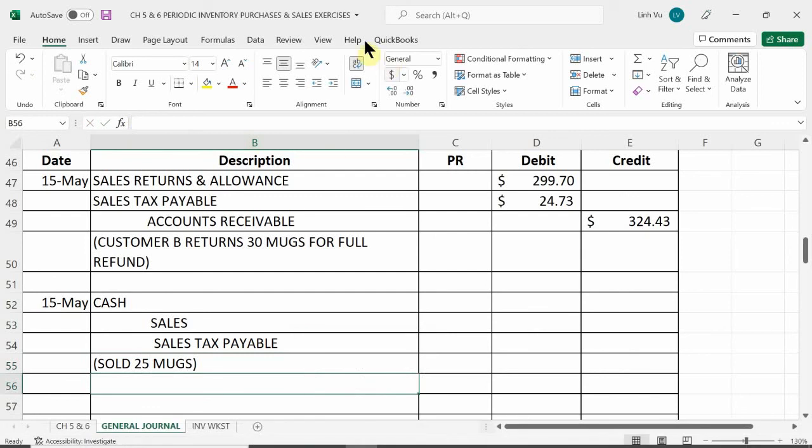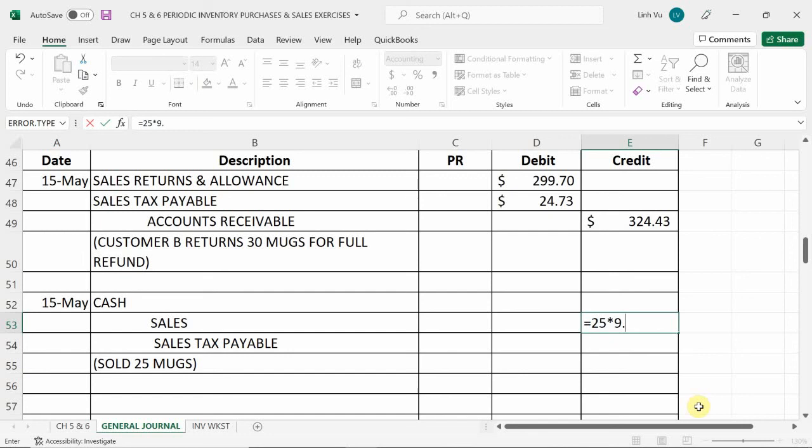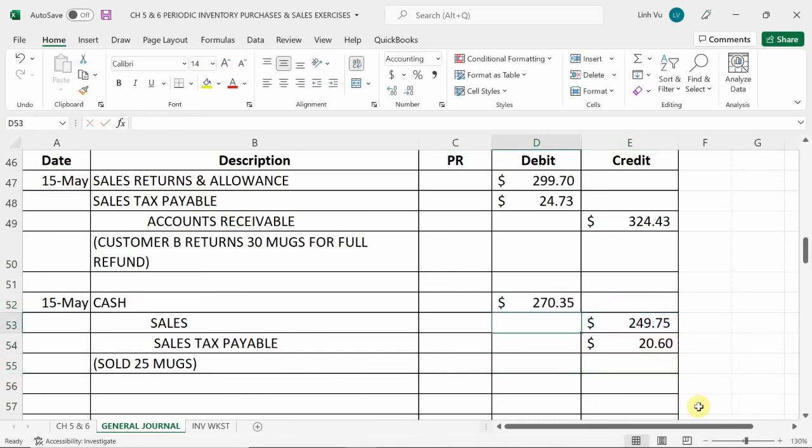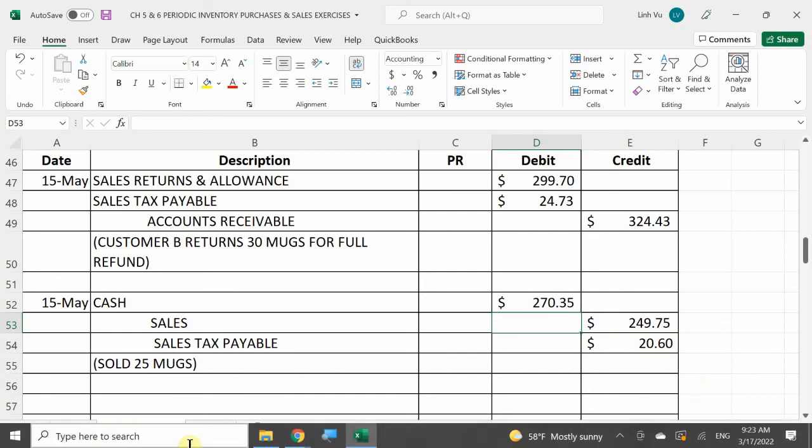Okay. How much is my total sales if I sold 25 mugs at $9.99? $249.75. How much tax will I be collecting? $20.60. So in grand total, I should be receiving $270.35 for this sale. Okay.